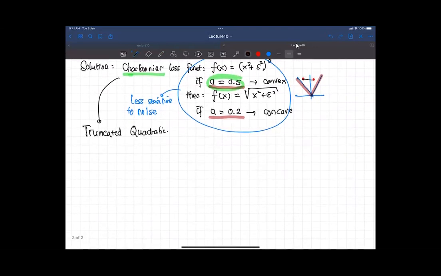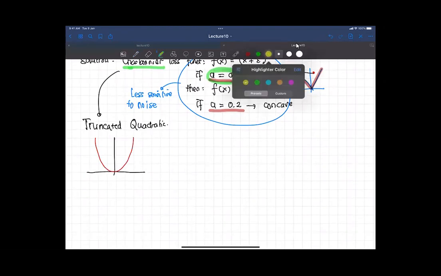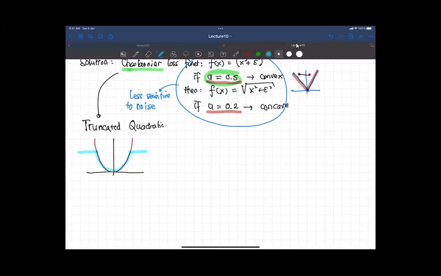Okay. So we discussed this a bit last week. Truncated quadratic means that if this quadratic is something like this, you truncate it. Truncate means that you cut this function to be something like this. So the blue curve is the truncated function. In some cases, this truncated function can be better than the Charbonnier loss function.